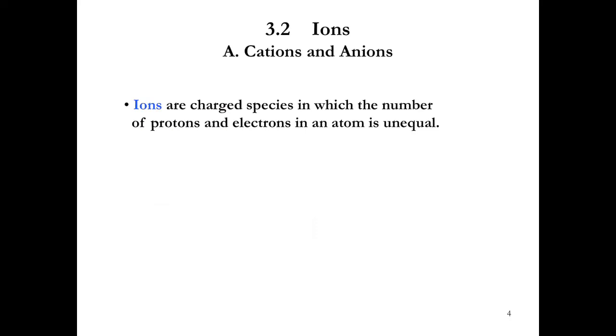Right now, let's talk about ionic bonding, the kind that happens between metals and nonmetals. So first of all, what's an ion? An ion is an atom that has a net charge. In other words, where the atom has gained some electrons or lost some electrons.